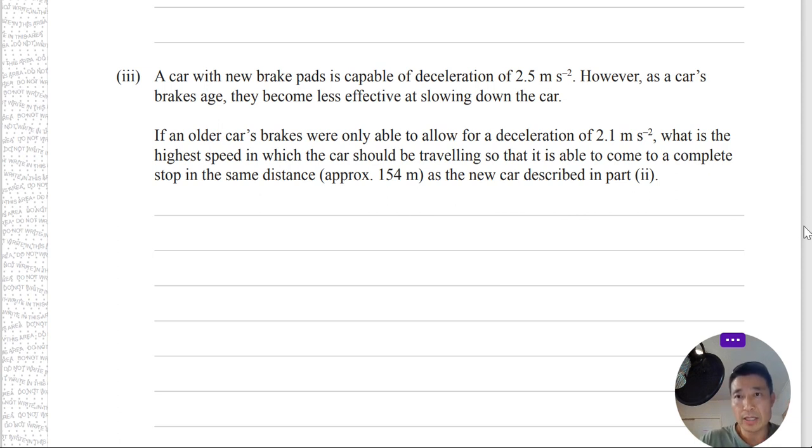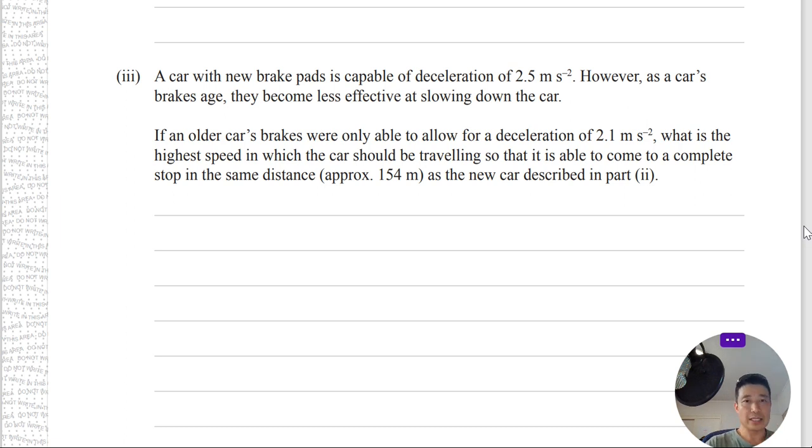So the next question says a car with new brake pads is capable of deceleration of 2.5 meters per square second. However, as car brakes age, they become less effective at slowing down the car. If an older car's brakes were only able to allow for a deceleration of 2.1 meters per square second, what is the highest speed at which the car should be traveling so that it is able to come to a complete stop in the same distance, approximately 154 meters, as the new car described in part 2?